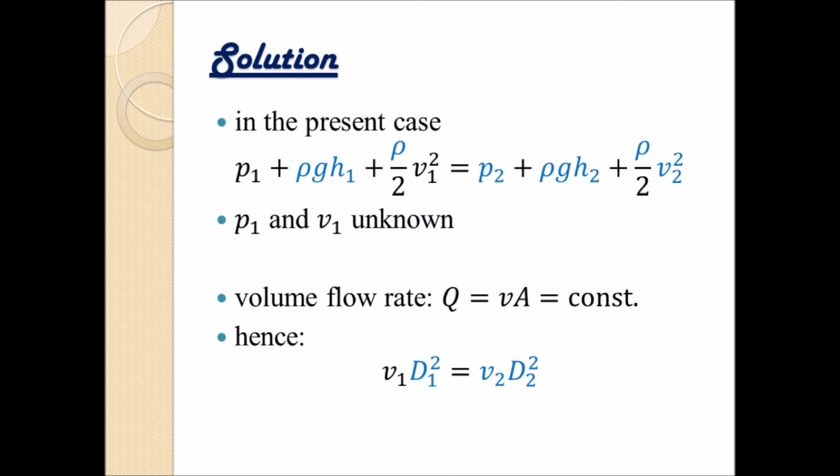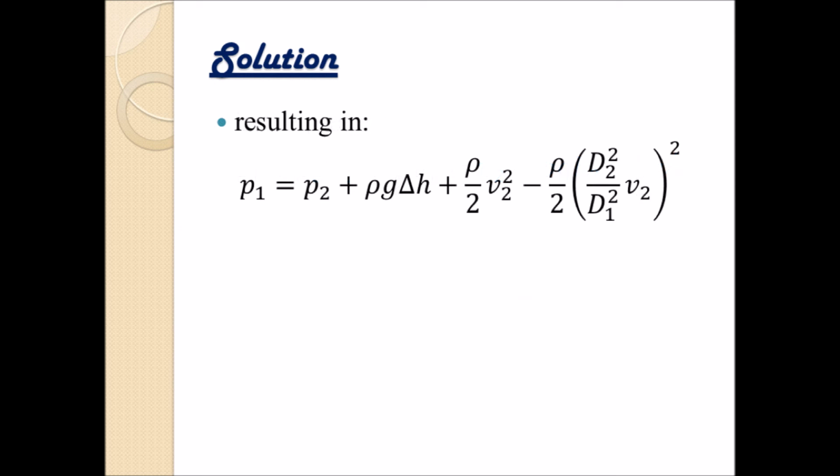And what we get if we put all the given variables on the right-hand side of the equation and our only unknown variable P1 on the left-hand side is shown here. We have P1 equals P2 plus rho g delta H plus rho over 2 multiplied with velocity V2 squared minus rho over 2 multiplied with the velocity V1 squared, and we've substituted V1 by d2 squared divided by d1 squared multiplied with V2.